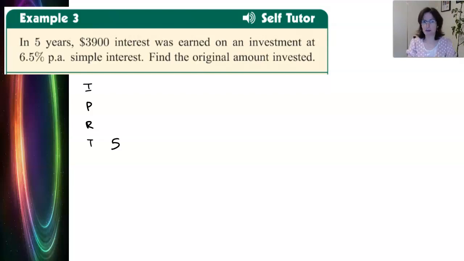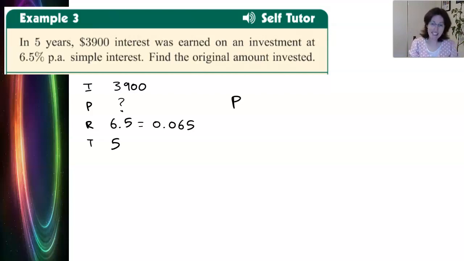$3,900 interest was earned. Oh, so that's the amount of interest. So we're going to put that in the I position. On an investment at 6.5%. So 6.5%, but that is equal to the decimal 0.065. Find the original amount invested. Well, that's the one that's missing information. That's P. So that's the one we're going to solve for.